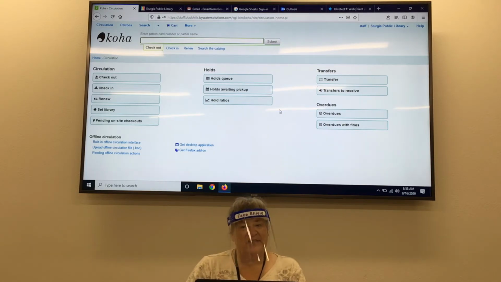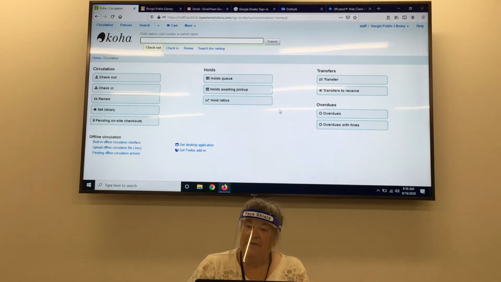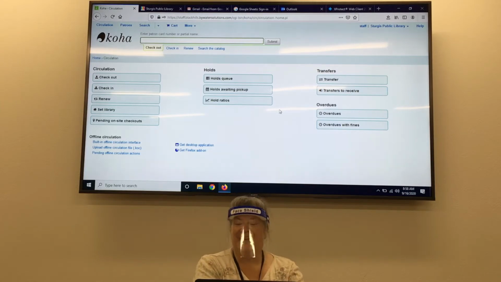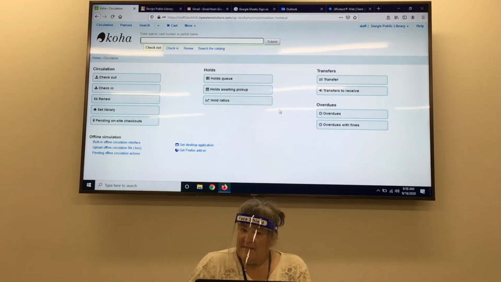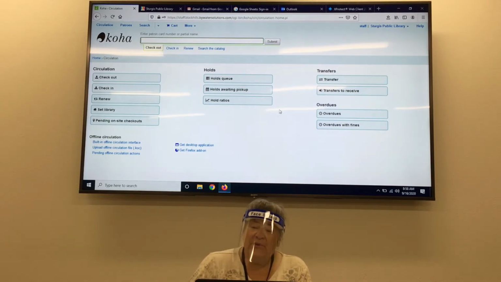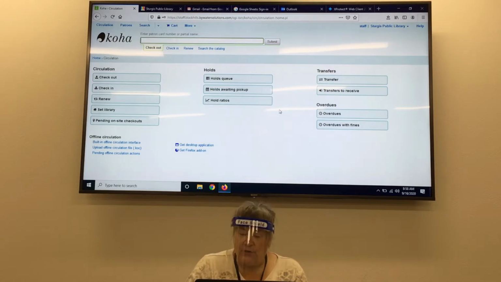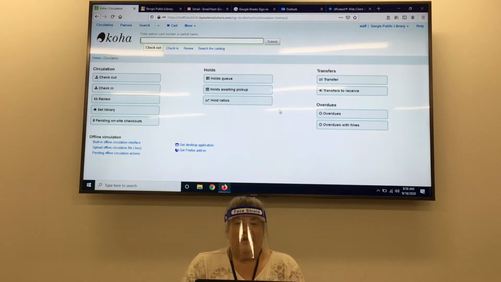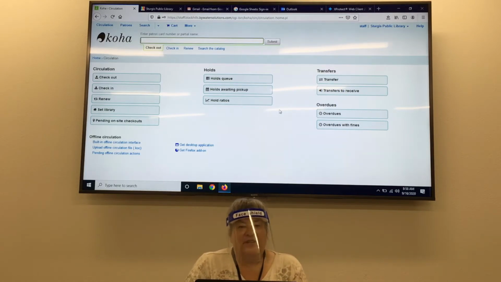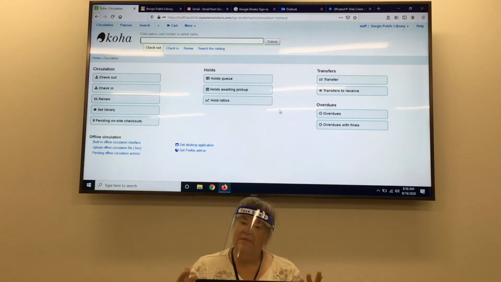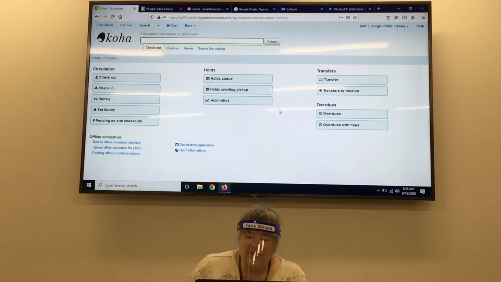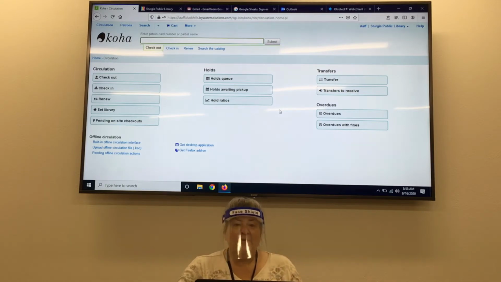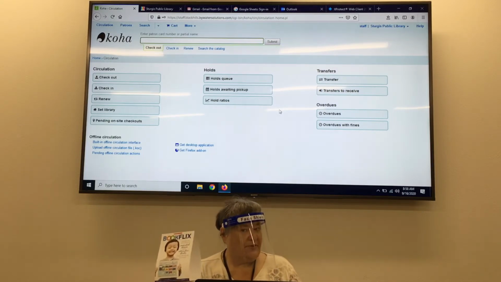I'm calling it Digital Spotlight. So each month I'm going to go to one of the databases that we have from the South Dakota State Library, databases that we have available for you to use for any research projects you have. If you want to go on and look up some information, have some fun with some different things, there are databases. So in today's Digital Spotlight, I am going to show you how to get to BookFlix.